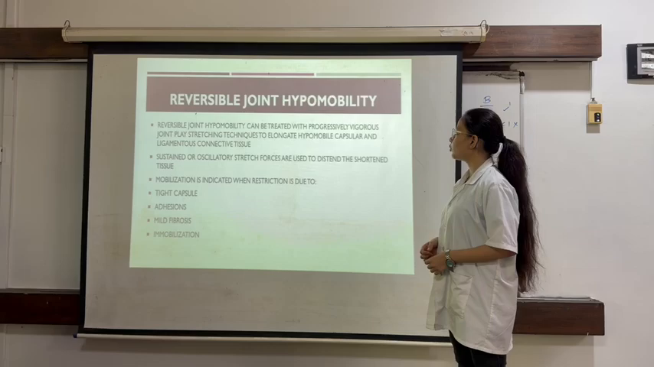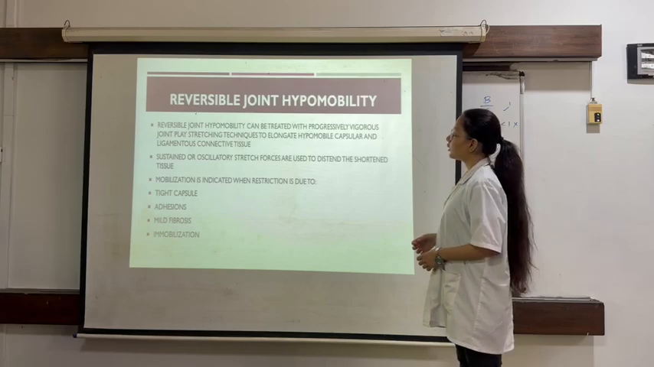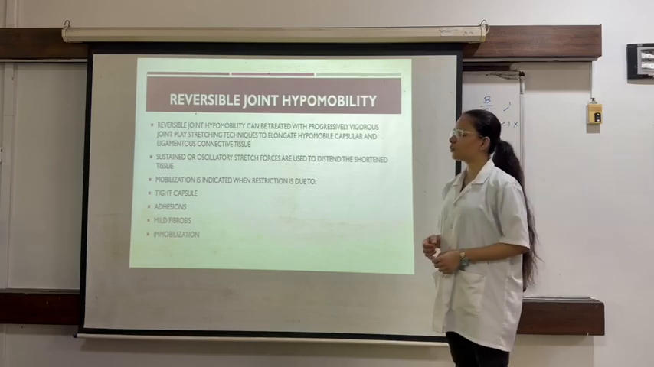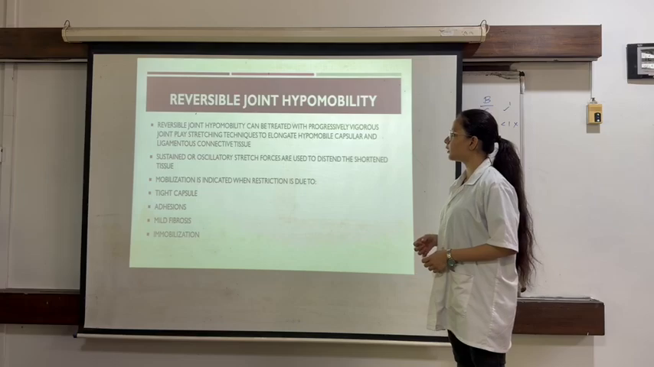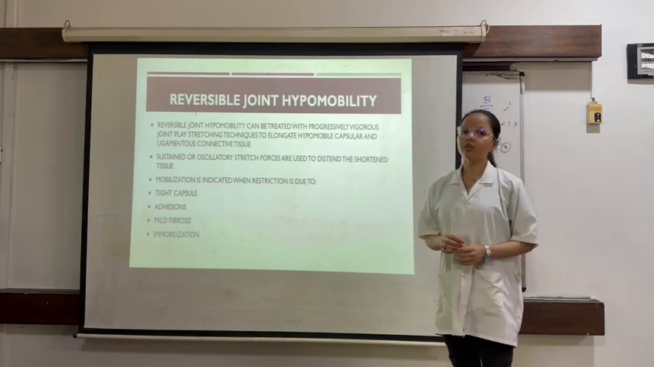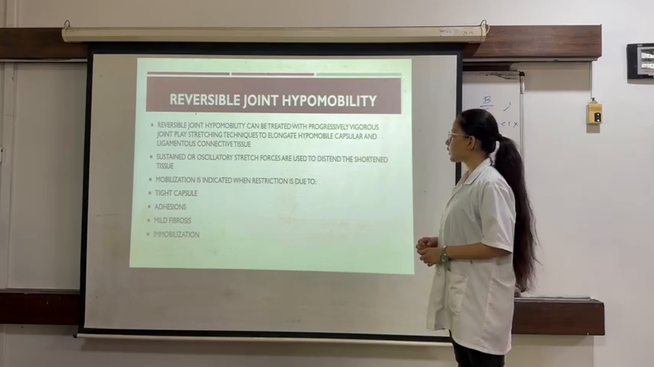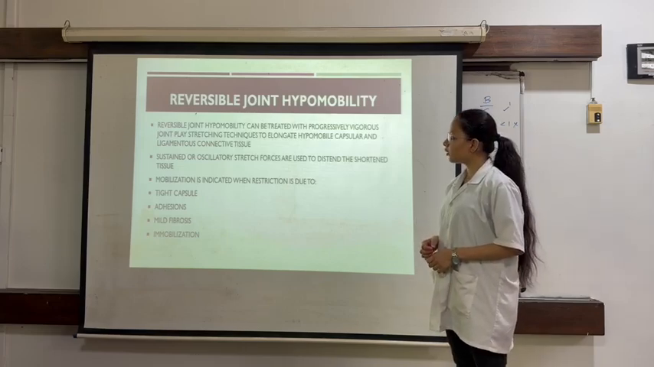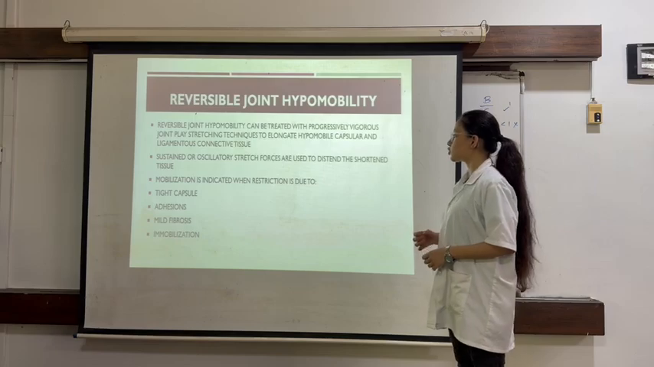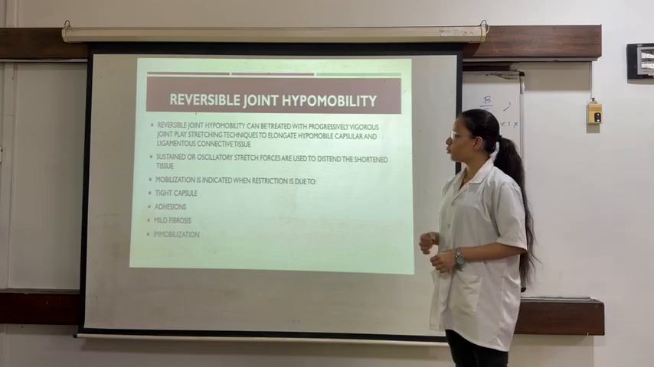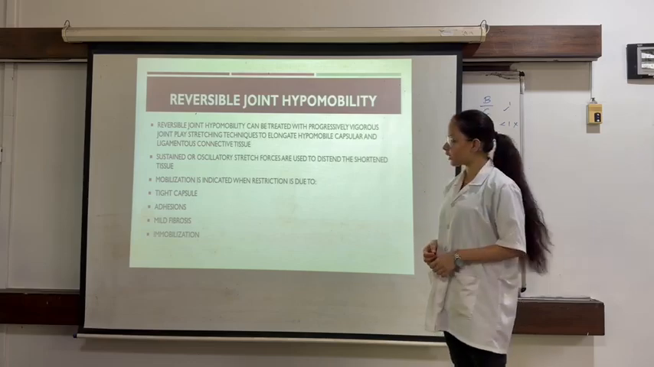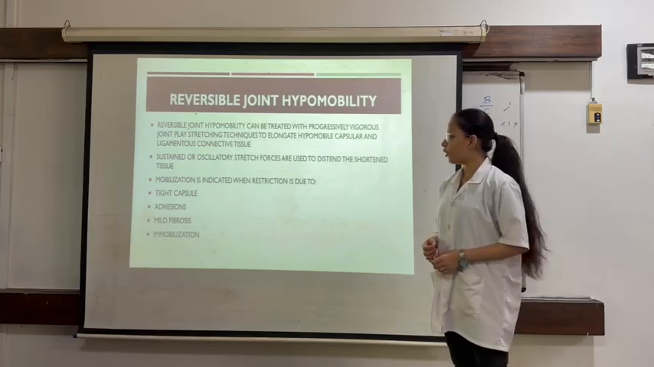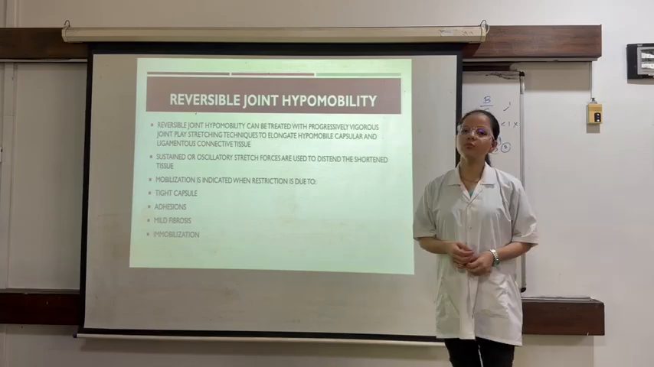Reversible joint hypomobility. Reversible joint hypomobility can be treated with progressively vigorous joint play stretching techniques to elongate hypomobile capsules and ligamentous connective tissues. Sustained or oscillatory stretch forces are used to distend the shortened tissue. Mobilization is indicated when restriction is due to tight capsule, adhesions, mild fibrosis or immobilization.